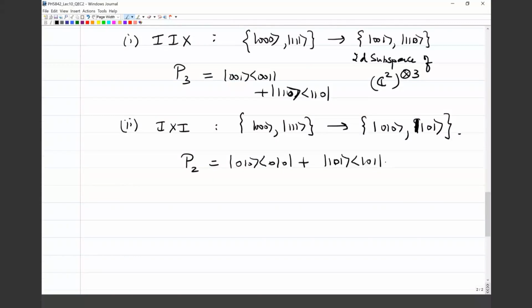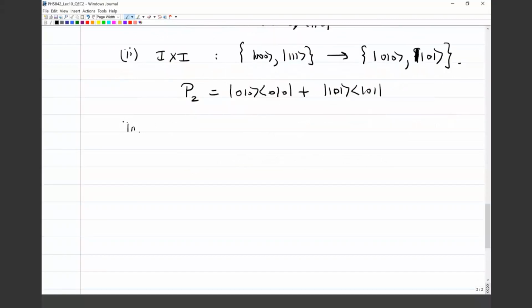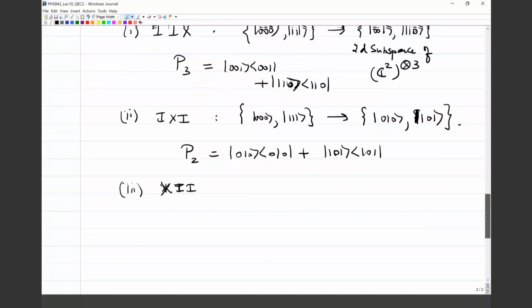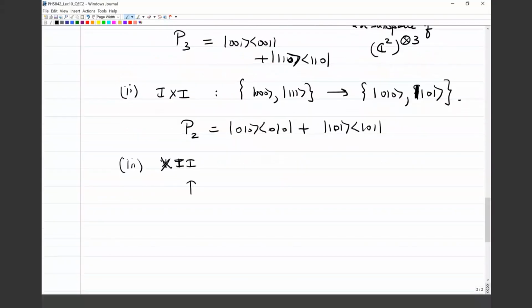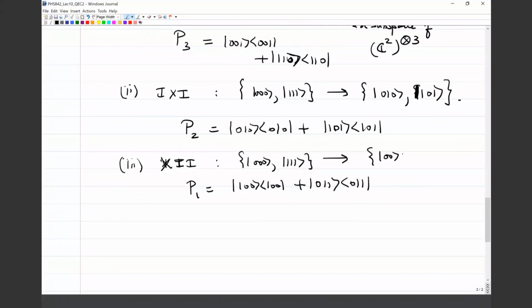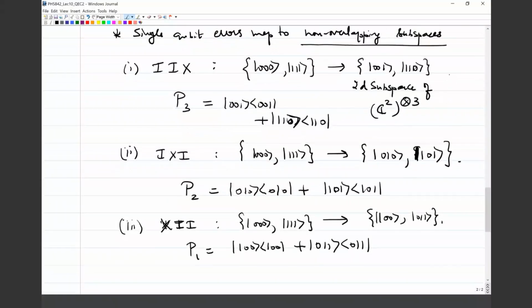And then you have the third one, which is XII. I think this is what I call P3, is it P1? Okay. And this projector is simply going to be 100 plus 011, right? Because it maps the code space to this subspace. All right, so these are 3 non-overlapping subspaces, and associated with them, you have 3 projectors, P3, P2, and P1.